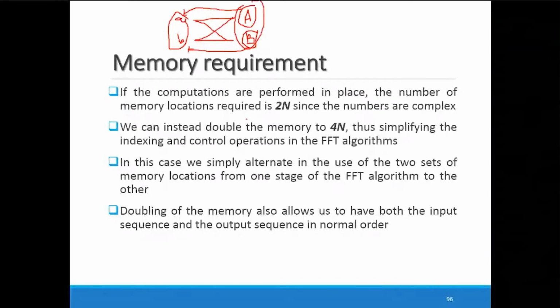So compared to twice n, now your requirement is double, so it is 4n, thus simplifying the indexing and control operation. In this case we simply alternate in the use of the two sets of memory location from one stage of the FFT algorithm to the other. Now doubling of the memory also allows us to have both the input sequence and the output sequence in a normal order.